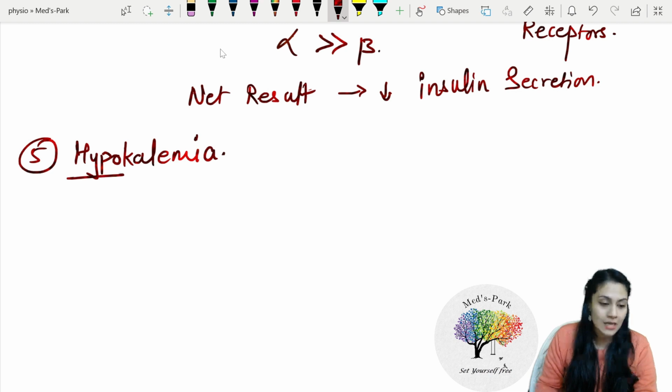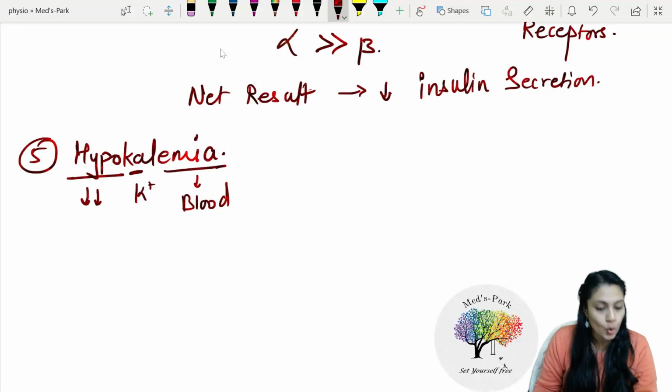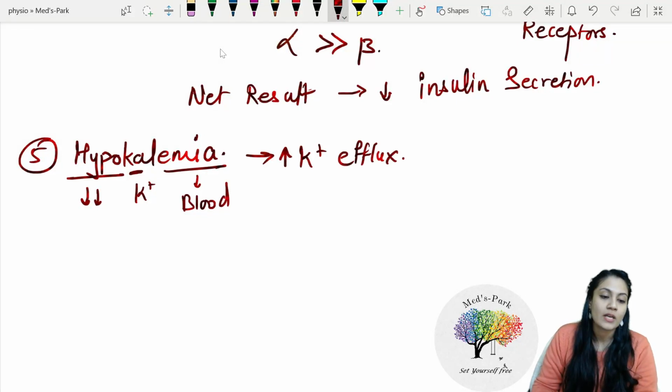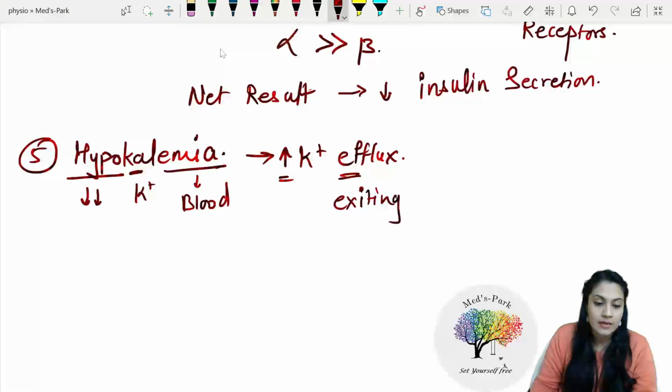hypo means less, K stands for potassium ion, emia means blood, right? So whenever the potassium levels are low inside the blood, that is known as hypokalemia. What is going to happen is that the potassium efflux will be increased. It is going to increase over here, and efflux means the potassium is exiting out of the cell, right? Efflux means it is leaving the cell or exiting the cell, right?